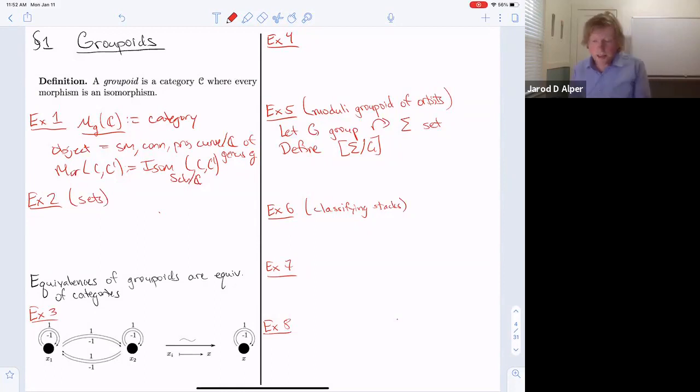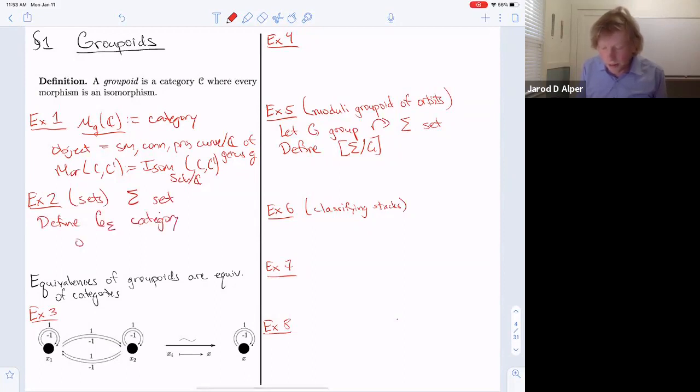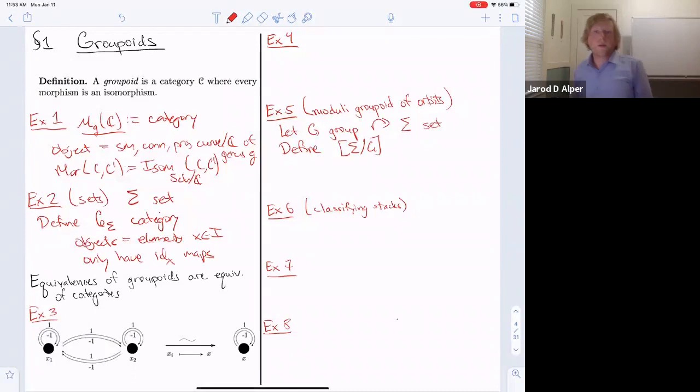And in our second example, I want to view every set as a groupoid. So if sigma is a set, we define the category C sigma as the category where objects are elements x in sigma, and you only have the identity maps. So in this way, you can view every set as a groupoid.